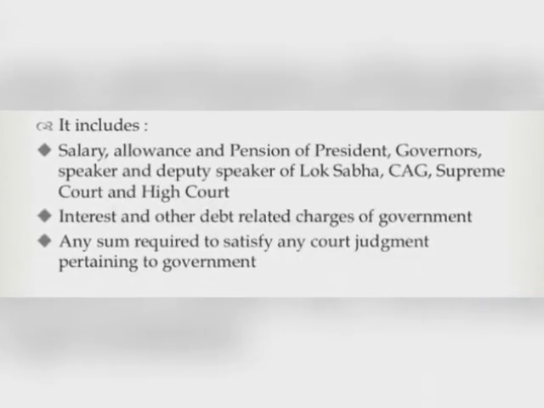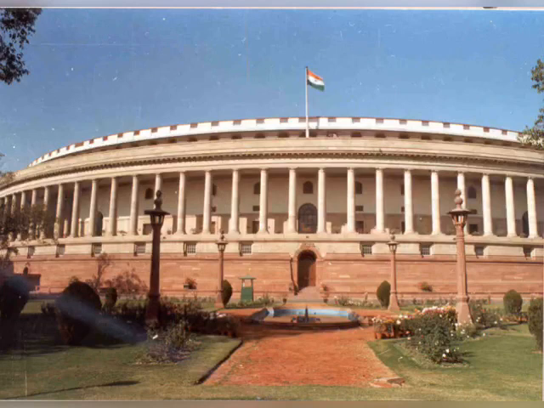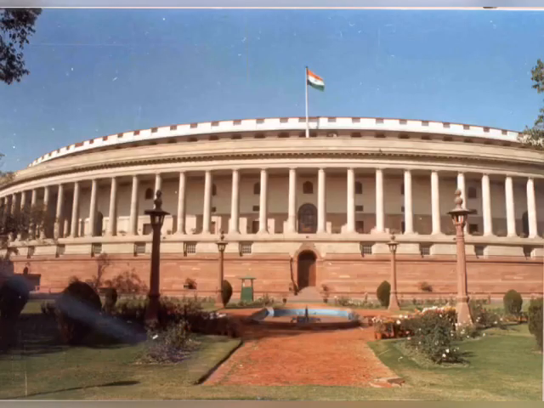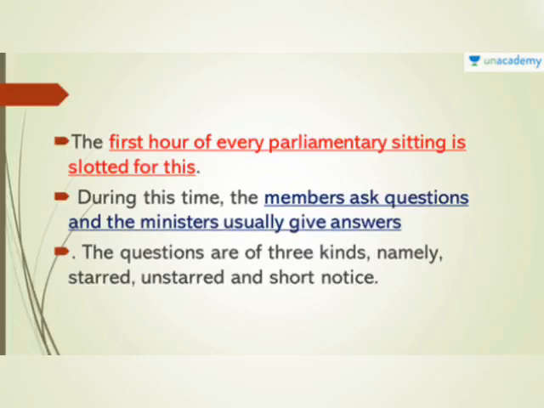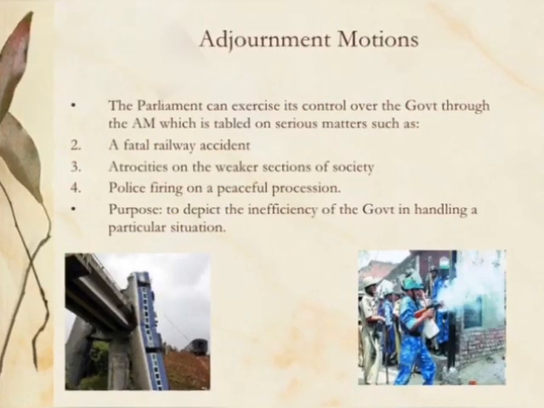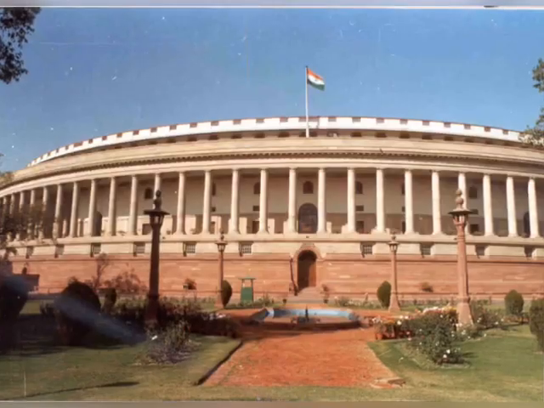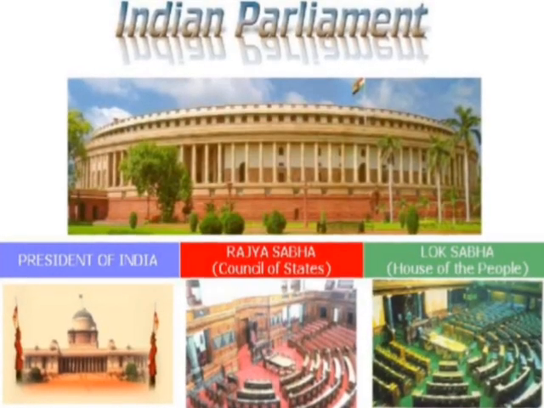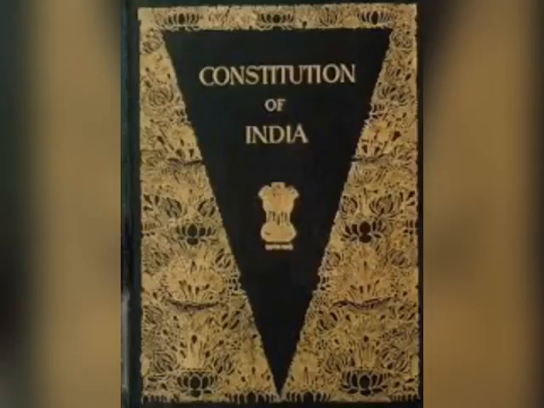Parliament has major role to control the executive. Executive here means the Prime Minister and the Council of Ministers. What are the devices through which the Parliament controls the executive? Students, please remember the first is question hour, second is adjournment motion, third is censure motion and fourth is no confidence motion.